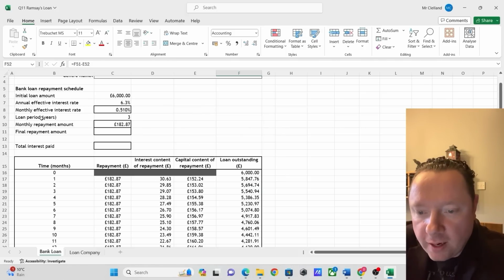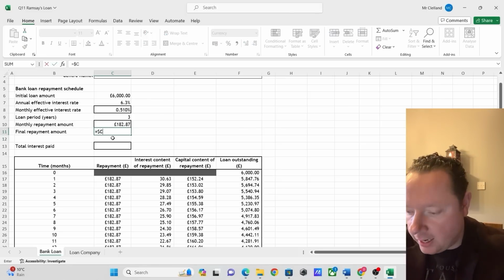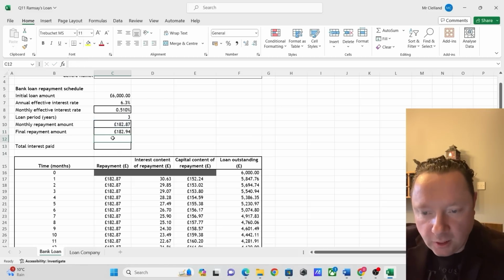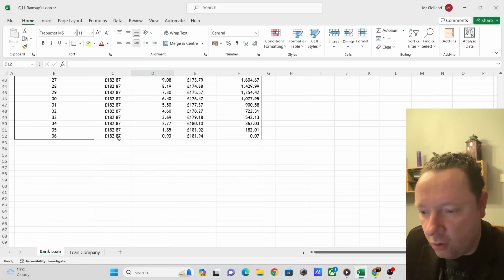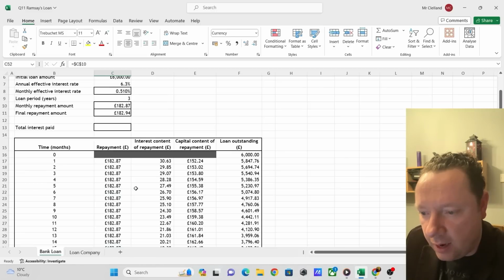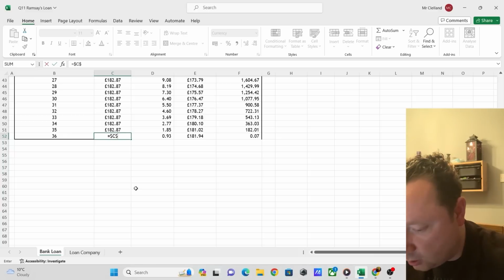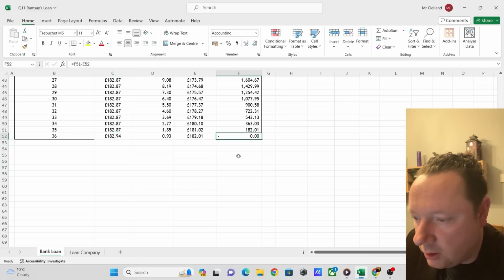So for our final repayment amount, it equals $C$10 plus 7 pence, which is 182.94. So adjusting that final amount is 182.94. We can either reference it or just write 182.94. I'm going to reference it. C11 equals $C$11. And now we've got 0 here, which is excellent.